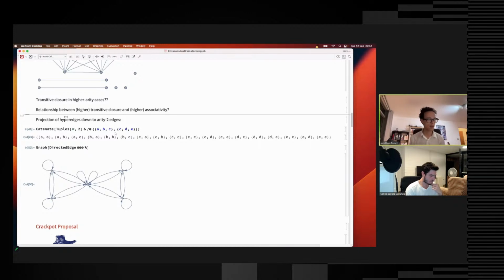One thing that those of you who have followed Carlos's work are probably aware of, but others may not be, is that there's a very interesting and seemingly deep connection between transitive closure in graphs and the notion of associativity in algebra.